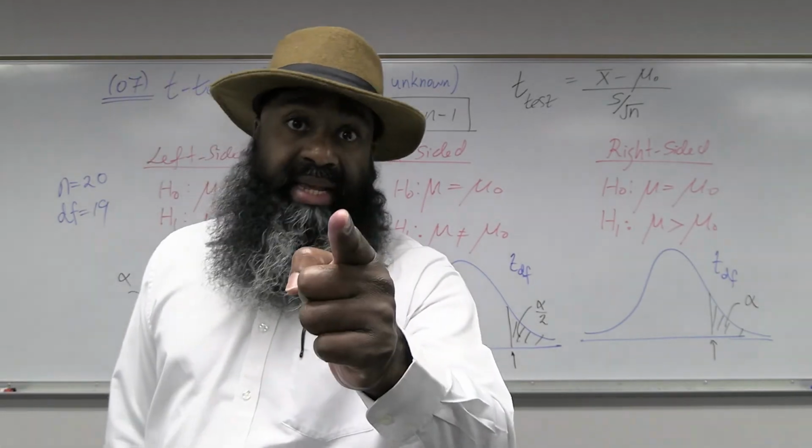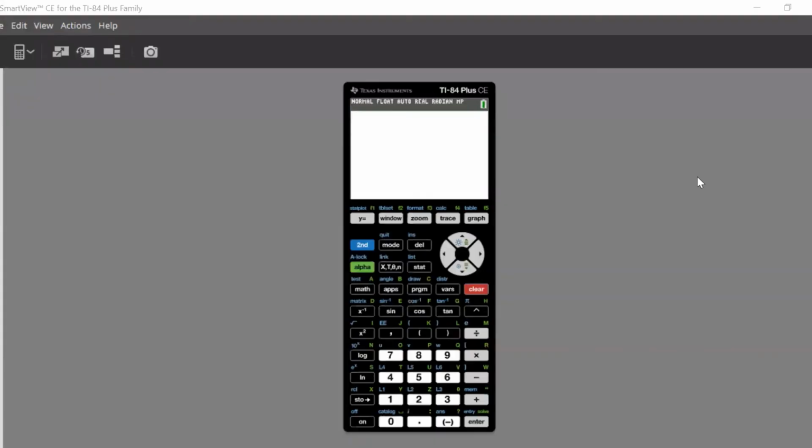Let's go to your calculator and see what that value is. Let's go to distributions, second variables. That's where we have distributions, and then we have to select number 4, inverse t. Hit enter.